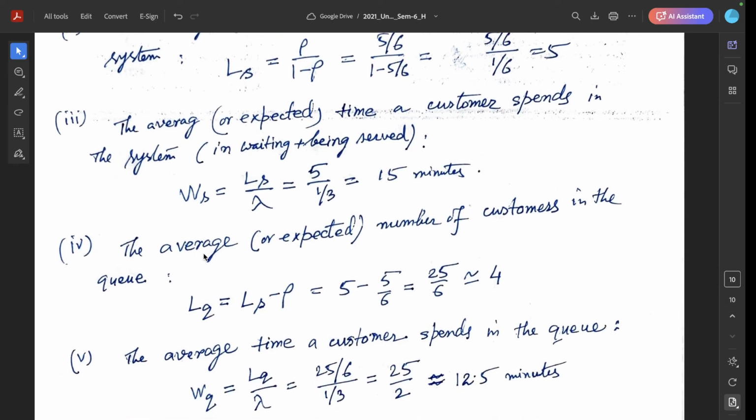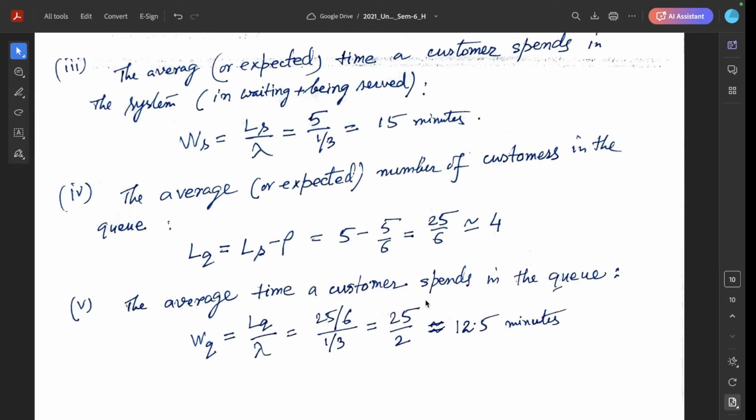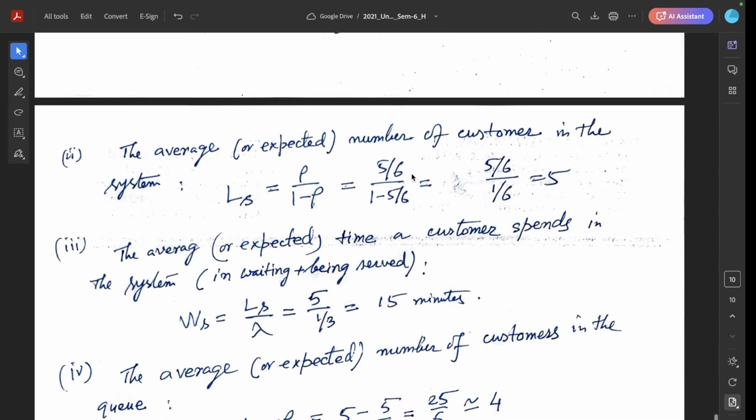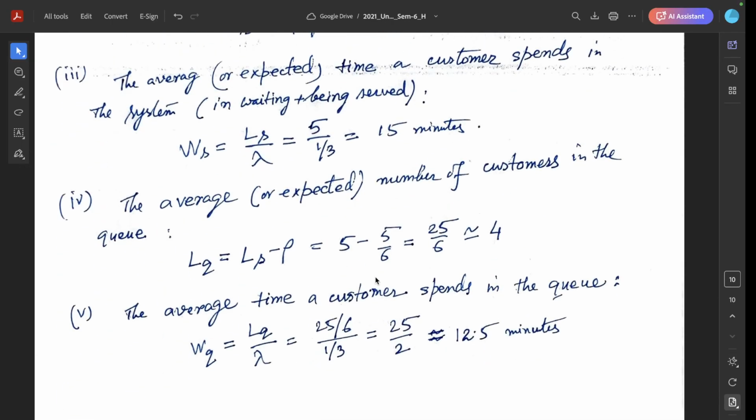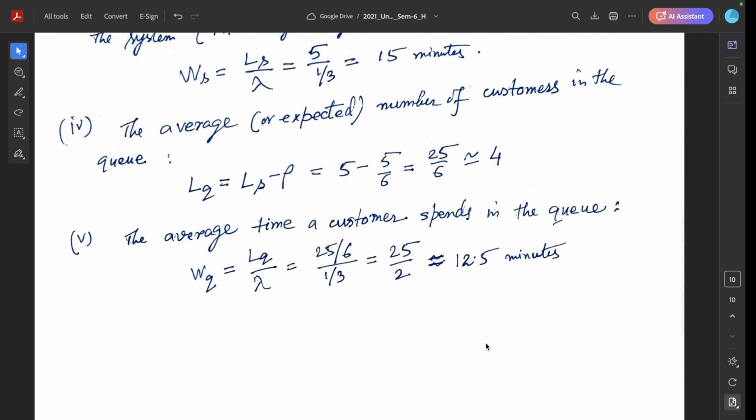And number 4, the average or expected number of customers in the queue, that is LQ, equal to LS minus rho, that is equal to 25 by 6, approximately equal to 4. And the average time a customer spends in the queue, WQ, is equal to LQ by lambda. So LQ is 25 by 6, and lambda is 1 by 3. So the average time a customer spends in the system, waiting and being served, is 15 minutes, and in the queue it is 12.5 minutes.